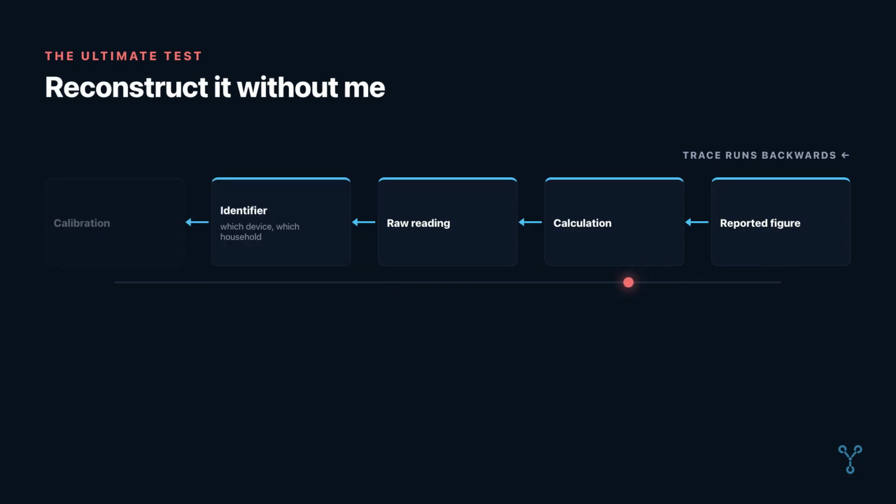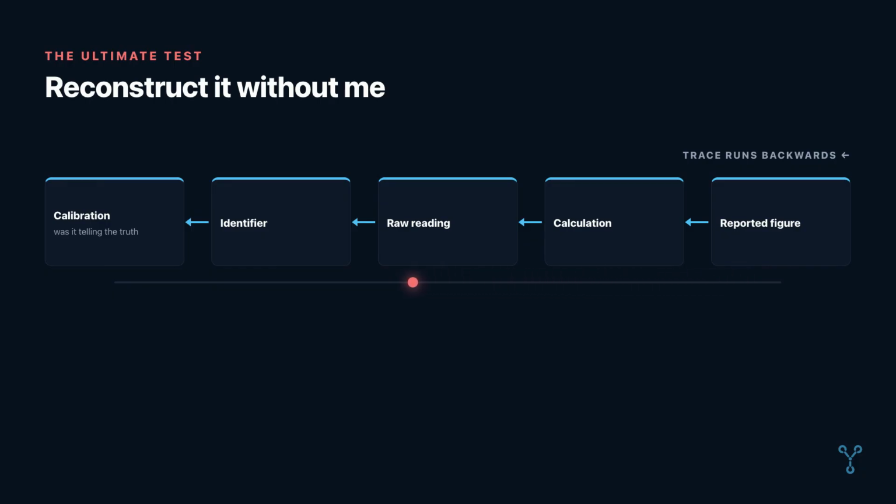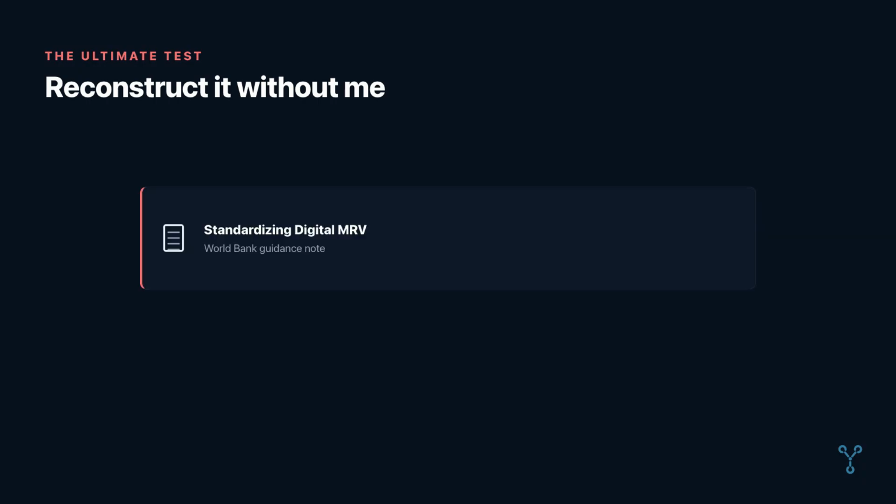They verify the unique identifier of the device. They confirm the calibration records of that specific sensor. The World Bank's Carbon Markets Infrastructure Working Group produced a technical guidance note on standardizing digital MRV. This note includes evaluation criteria for assessing system performance. It shows what good looks like in a digital system. You should use these criteria to check your own work.